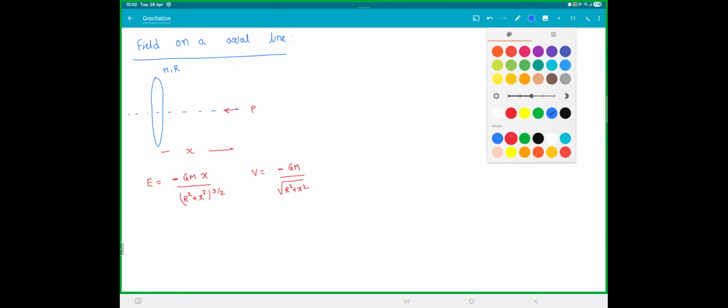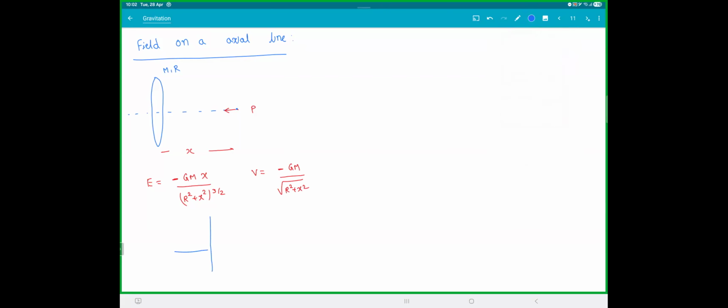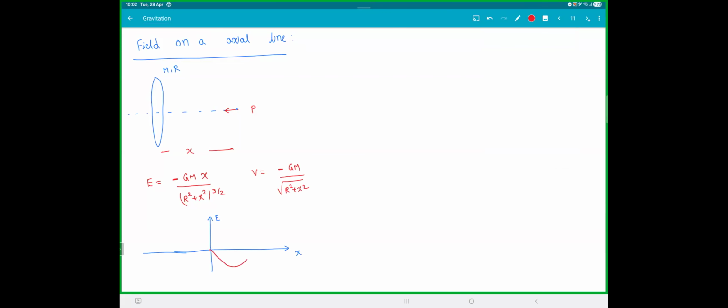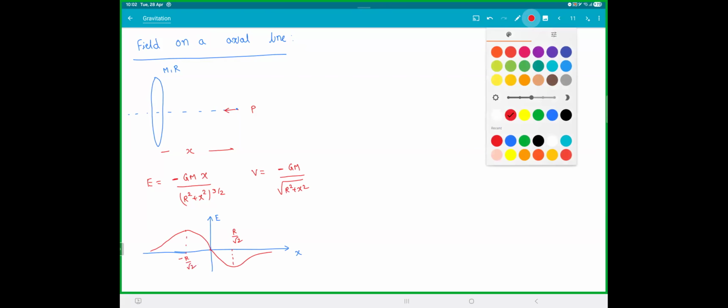And how will the graph look like? If you plot the gravitational field versus x graph, be careful here because the sign is negative. The graph will actually get inverted like this. On the right-hand side the field is towards the ring, and on the left-hand side the field is towards this side. The peak value will occur at r by root 2 and minus r by root 2. Everything else will remain the same. The signs will keep changing.